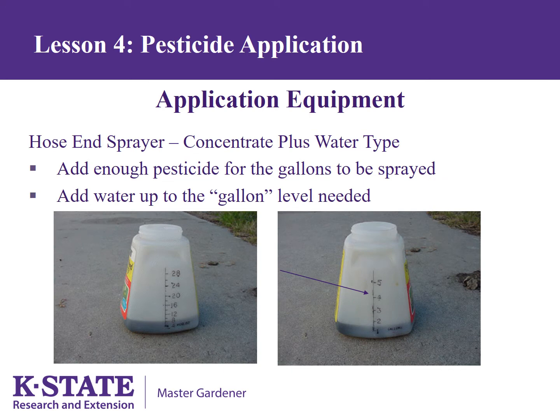When using a concentrate plus water type hose-end sprayer, you add the ounces of pesticide. So let's say you need 8 ounces for 4 gallons of spray. Then you would need to add water until it reaches the 4-gallon mark.